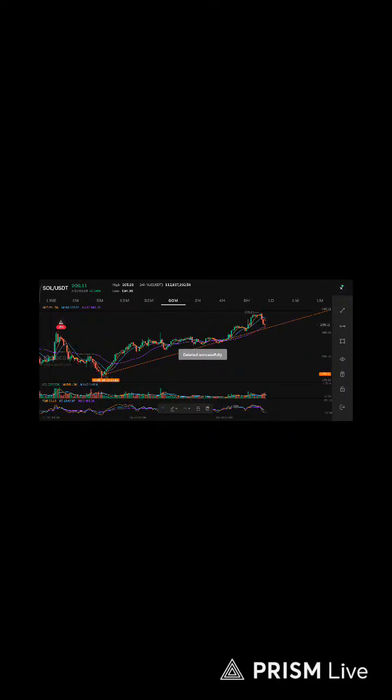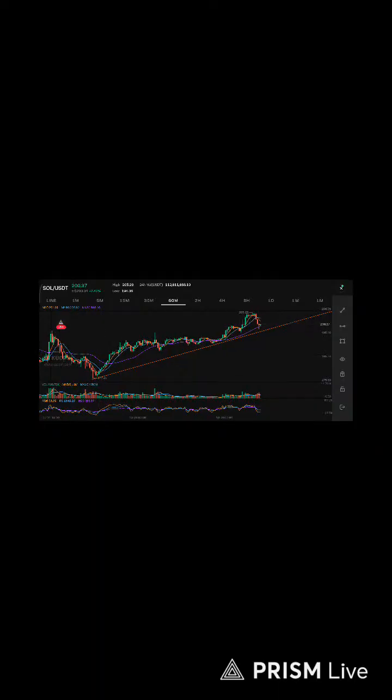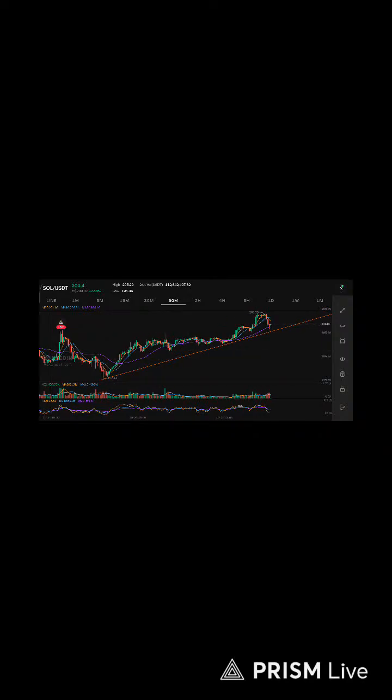This is my trend line. Because this was an uptrend, it was an uptrend from $177, going higher highs and higher lows to $205. So now the sellers have engulfed the buyers.